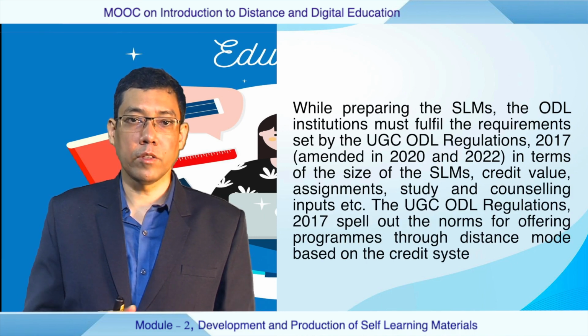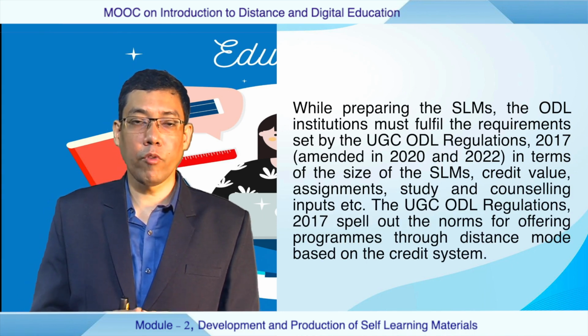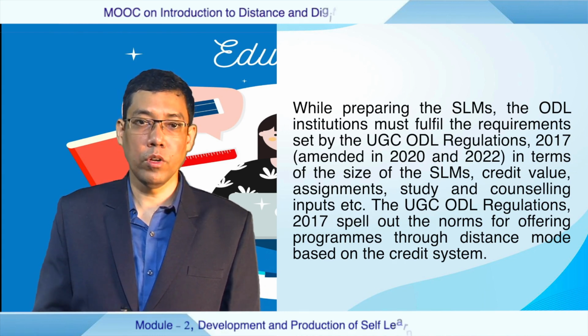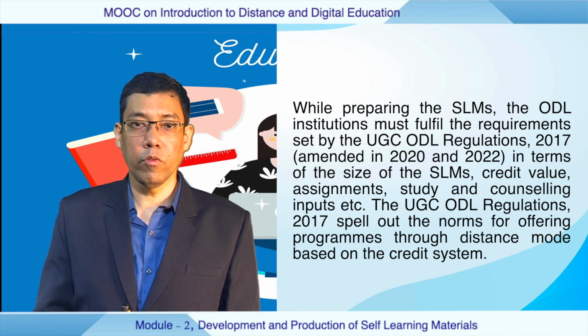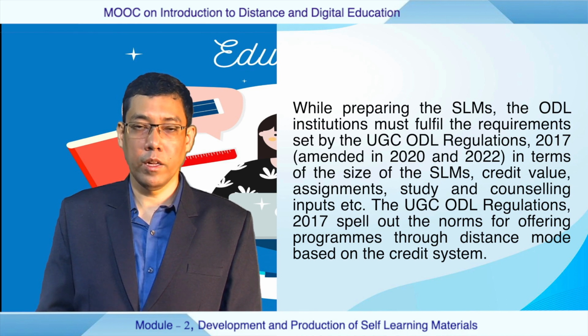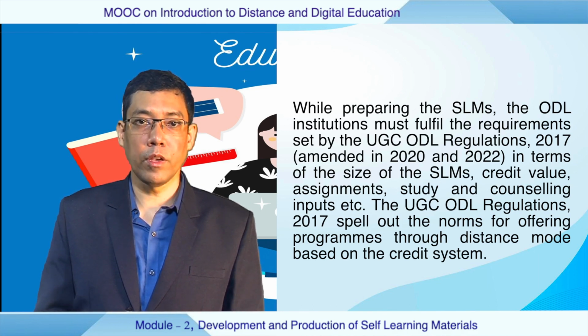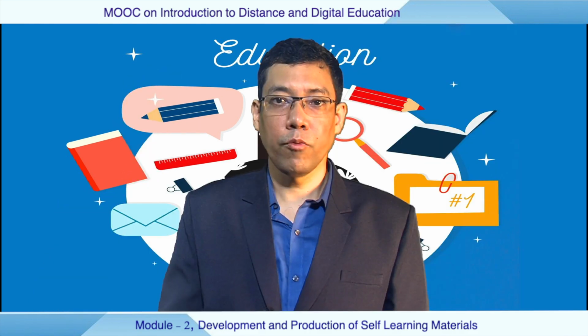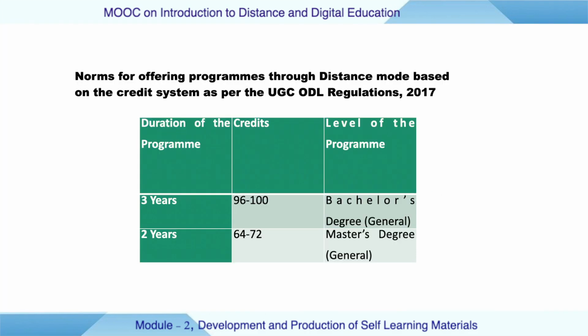Thus, while preparing the SLMs, the ODL institutions must fulfill the requirements set by the UGC ODL Regulations 2017, amended in 2020 and 2022, in terms of the size of the SLMs, credit value, assignments, study and counseling inputs, etc. The UGC ODL Regulations 2017 spells out the norms for offering programs through distance mode based on the credit system. For instance, in the case of bachelor's degree program of 3 years duration, the credit range is fixed at 96 to 100 hours of study, while for master's degree program of 2 years duration, the credit range is fixed at 64 to 72 hours of study.